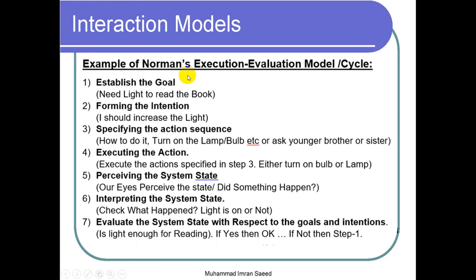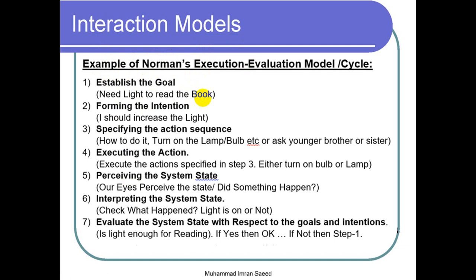Although we feel that we do a thing within no time, in fact our brain goes through all these 7 steps. So when I'm reading a book and I feel the light is too little for reading that book, number 1, I will establish the goal. So check what is the goal. Need light to read the book. So that is my goal.